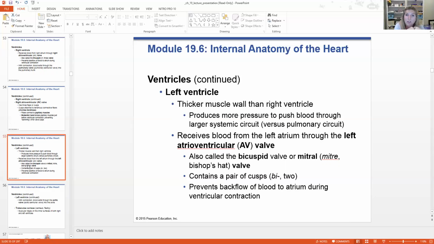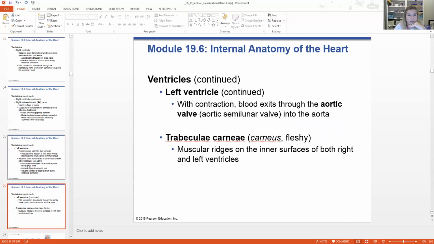The left ventricle is receiving the blood from the left atrium. The AV valve there is called the bicuspid valve. It's also sometimes called the mitral valve. You need to know both. Use the terms interchangeably. There are a pair of cusps instead of 3 of them. That's why it's called the bicuspid, to prevent the backflow of blood into the atrium while the ventricle is contracting. So with contraction, the blood from the left ventricle is going to go out of the aortic valve or the aortic semilunar valve into the aorta.